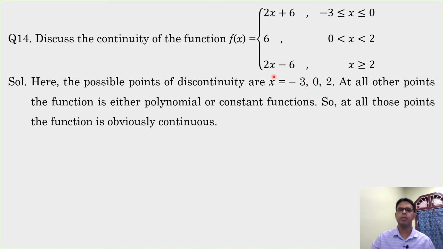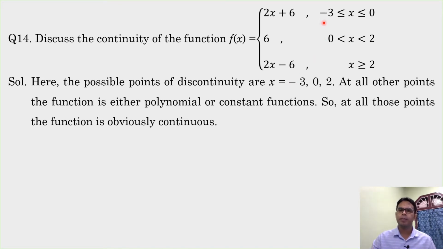At other points, except these 3 points -3, 0 and 2, the function f(x) is either a polynomial function or a constant function. Whenever x is between -3 and 0, f(x) is 2x plus 6, and this is a polynomial function. From 0 up to 2, f(x) is equal to 6, and that is a constant function, and also a continuous function. And when x is greater than 2, f(x) is equal to 2x minus 6, that is again a polynomial, meaning it is a continuous function.